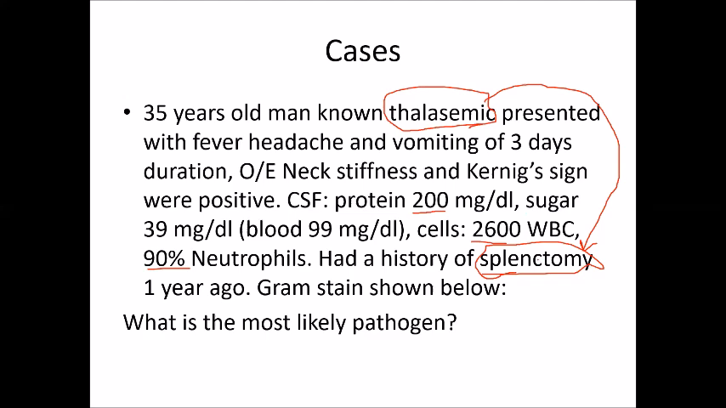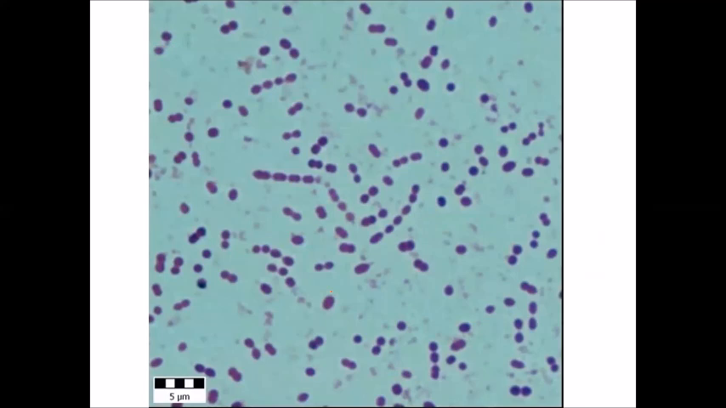So what would splenectomy make people prone to? Let's see the gram stain. This was his gram stain. This is gram positive this time, it's purple. And here you see the cocci, and you see them, they come in doublets.